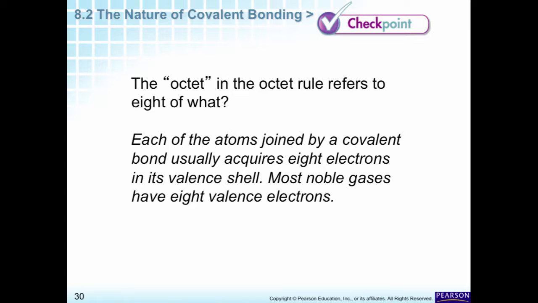The octet refers to the 8 electrons that every atom wants to have around it so it obtains a noble gas configuration.